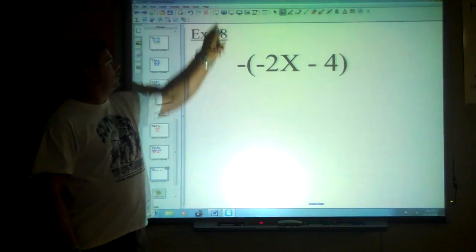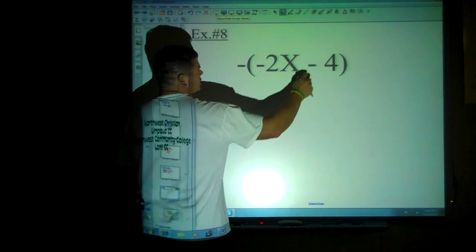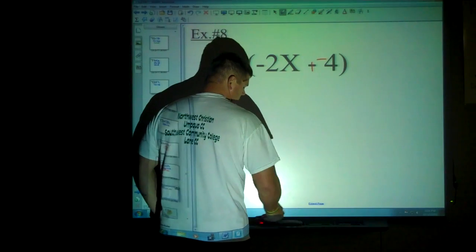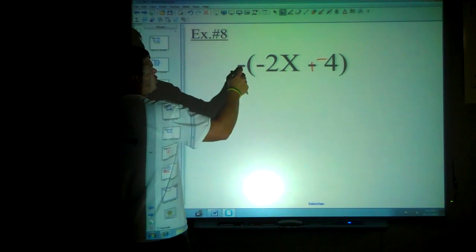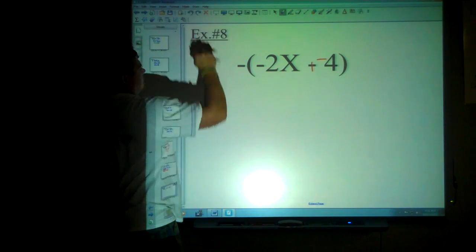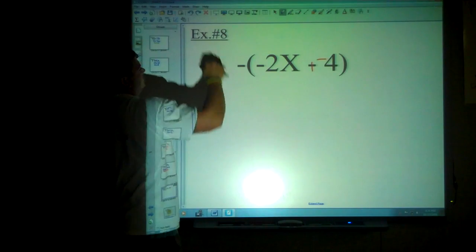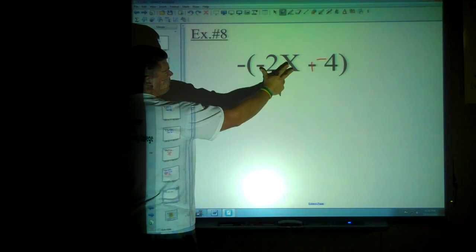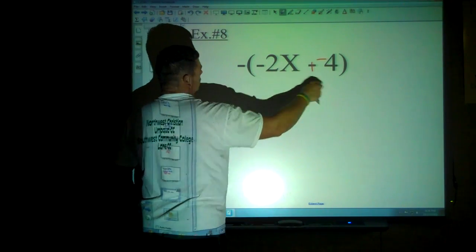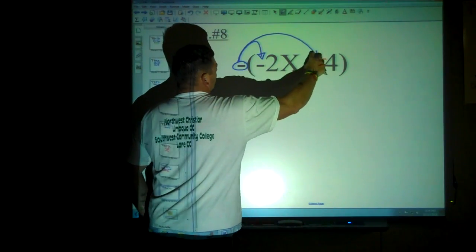And our last example, this one's tricky as ever. I would change this to plus the opposite. Now here's the thing. You want the opposite of all of this. What usually happens is somebody goes, oh, plus positive. That's only part of it. You don't want just the opposite of the first number. You want the opposite of all of this. So take the sign and make it the opposite of both.